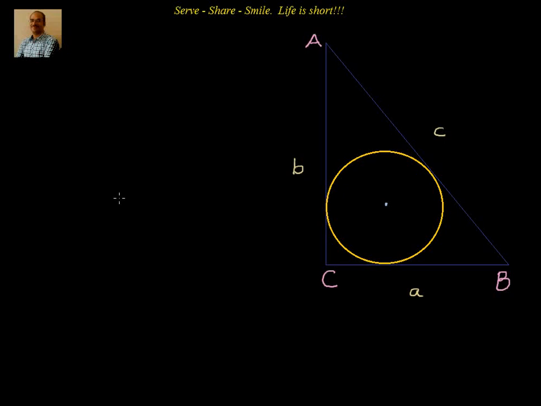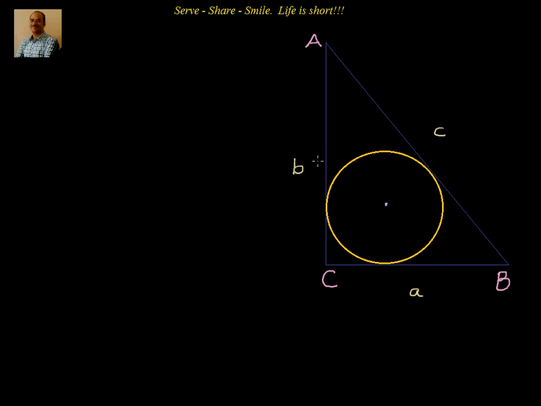Hello friends, welcome back. In this session, let us see how to find out the inradius of a right angle triangle with sides A, B and C. We know that the incenter is equidistant from all the three sides of the triangle, and the distance between a point and a straight line is always the perpendicular distance.